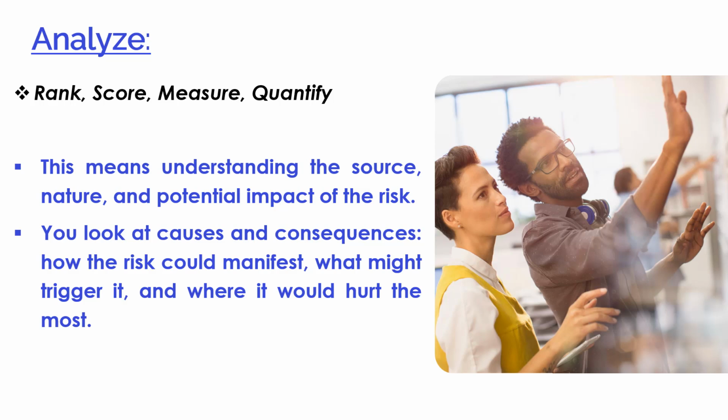The next step is analysis or analyzing the risks, which now involves ranking, scoring, measuring, and quantifying, which just means understanding the actual source and nature and the potential impact. So you look at causes and consequences and how the risks could manifest and what might trigger them and where it could hurt the most. So is it a process thing? Is it a people thing? Or is it a system thing? Or will a certain external event lead now to the rising of these specific risks?